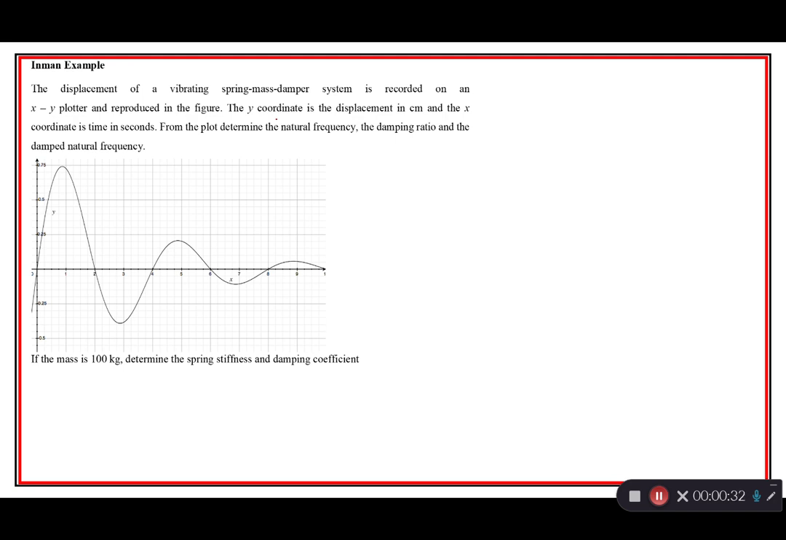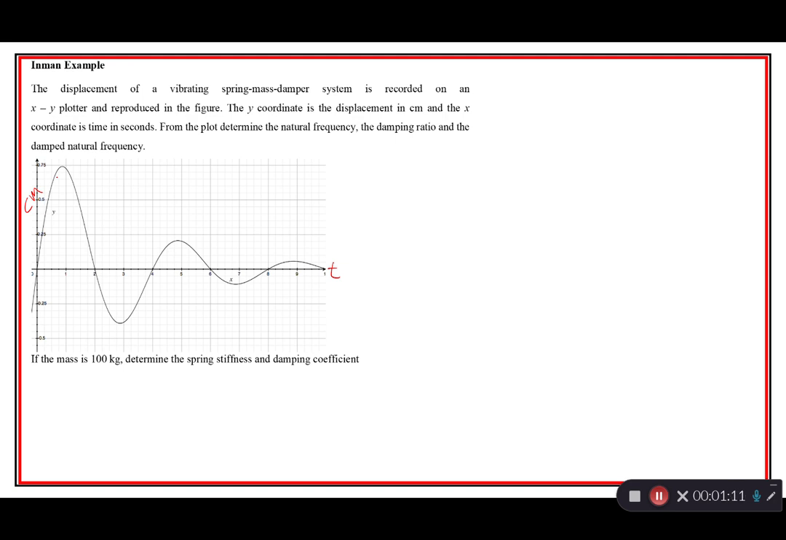All right, so let's see. We will work on this problem, which is in a book named Inman, and we can already see that this might be a log decrement problem just by the way it looks. The displacement of the vibrating spring mass damper system is recorded on an XY plotter and reproduced in the figure. It says XY, but this is a function of time. The Y coordinate is the displacement in centimeters. I always hate centimeters. And the X is in seconds. All right, so I guess that makes the XY.